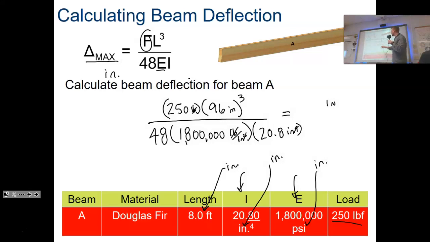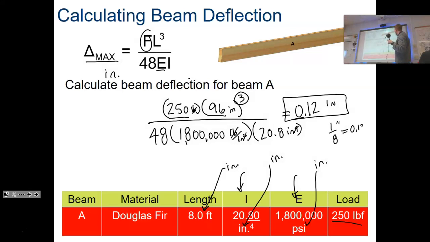So when I multiply 250 times 96 to the 3rd power, divide by 48, divide by 1.8 million, divide by 20.8, you end up with 0.12 inches. This beam is going to deflect about 1/8 of an inch, because 1/8 of an inch is 0.125. So this thing's going to flex 1/8 of an inch. We're using a 2x6, putting a pretty substantial load on it. It deflects 1/8 of an inch. Not bad.